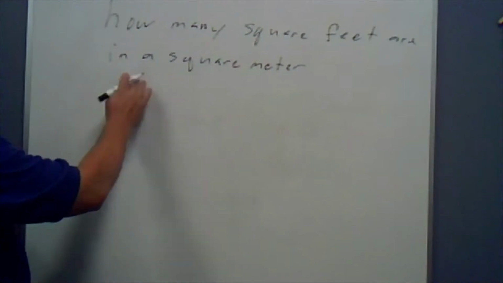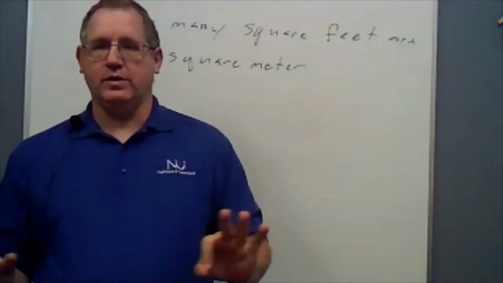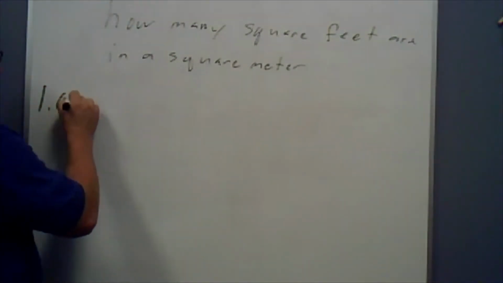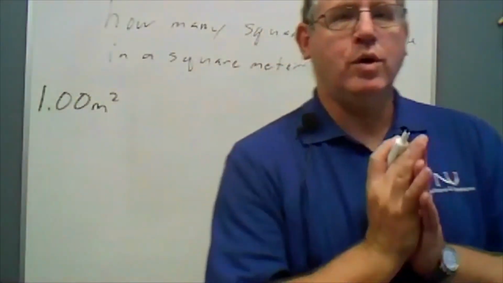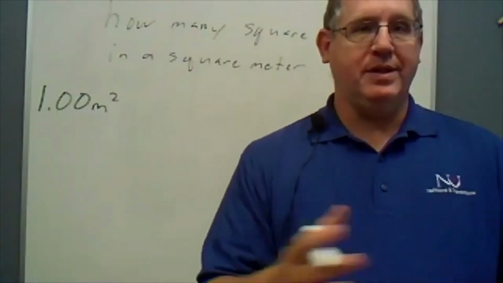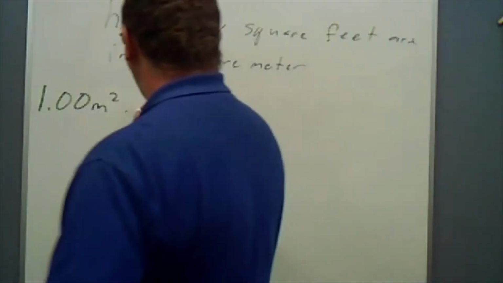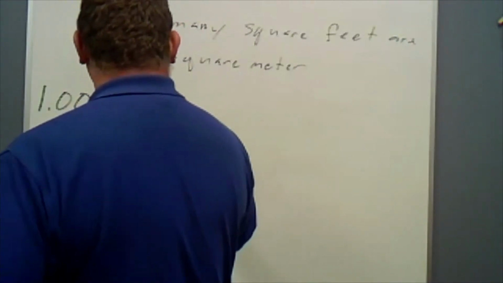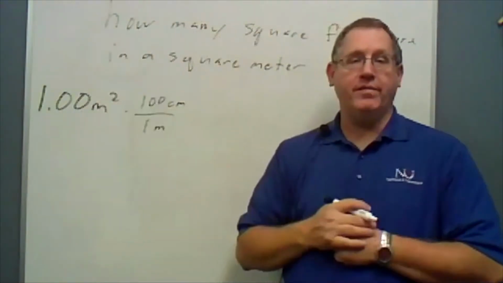Now, I have a square meter. We're going to use 3 significant figures for a square meter. Why? Because that's what I chose. So 1.00 meters squared. In order to convert that to centimeters, now I can try moving the decimal point, but I really need to know what I'm doing. But I happen to know that there are 100 centimeters in 1 meter.